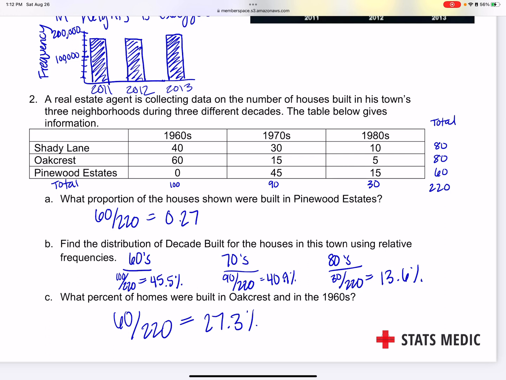Finally, what percent of homes were built in Oakcrest in the 1960s? That's my joint relative frequency, where it's overlapping the Oakcrest and the 60s. For Oakcrest and the 60s, there's 60 houses over 220. Okay, that is it, and thank you for joining me.